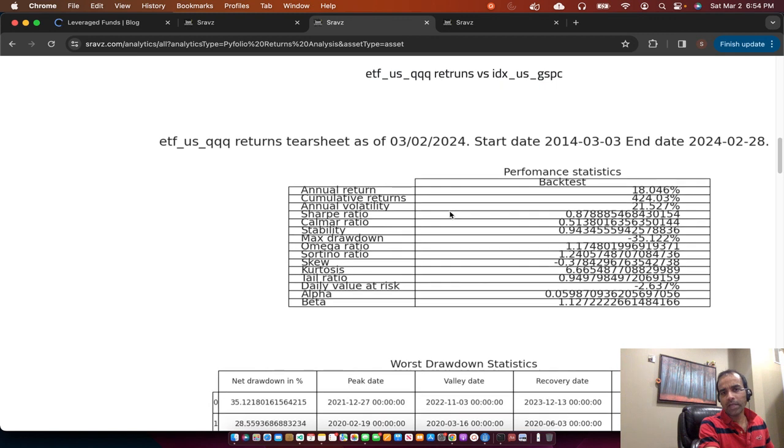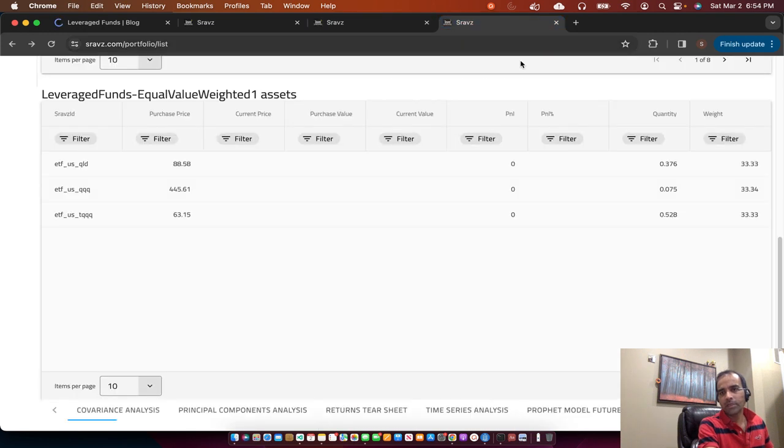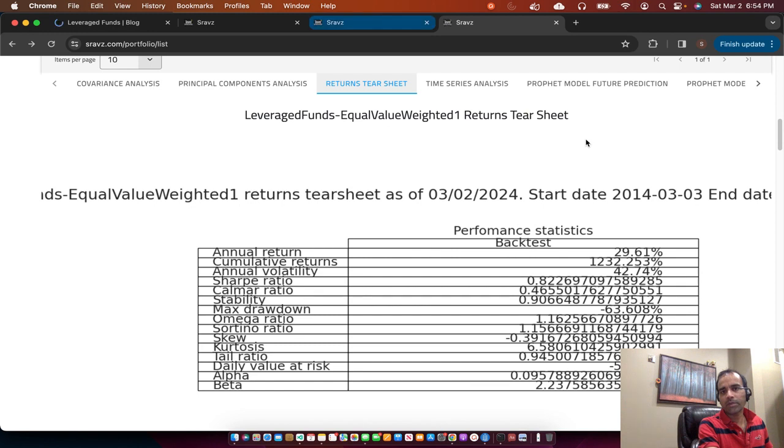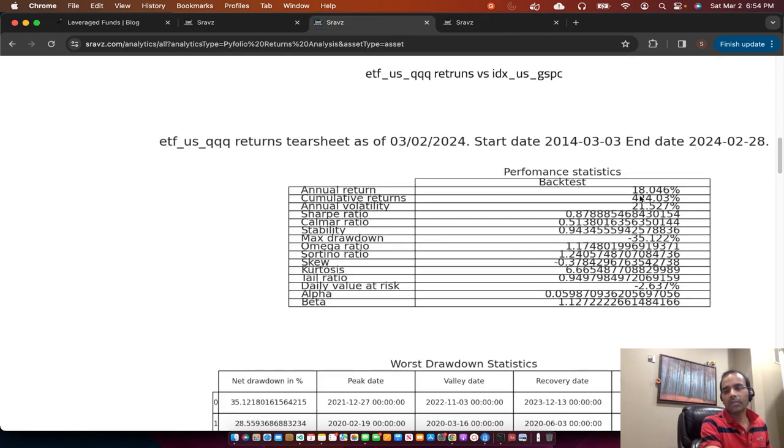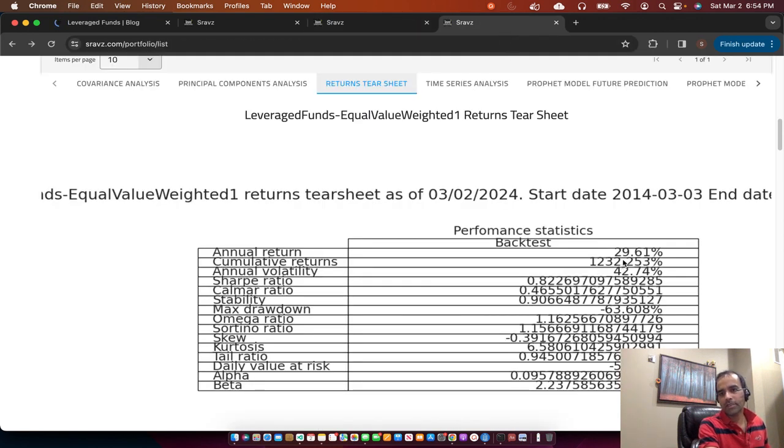So now if we look at the returns tear sheet, the annual returns for just QQQ in the last 10 years was 18.046, whereas for the portfolio, we have 29.61. Since it's double the leverage, it should have been close to 36%, but it is not close to 36%, it's just 30%. The extra 6% is lost because of the volatility.